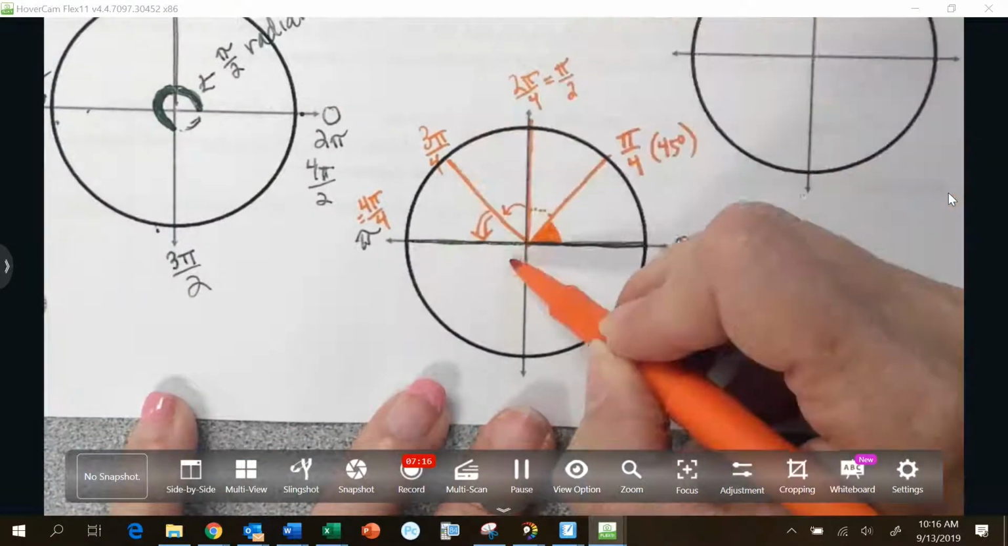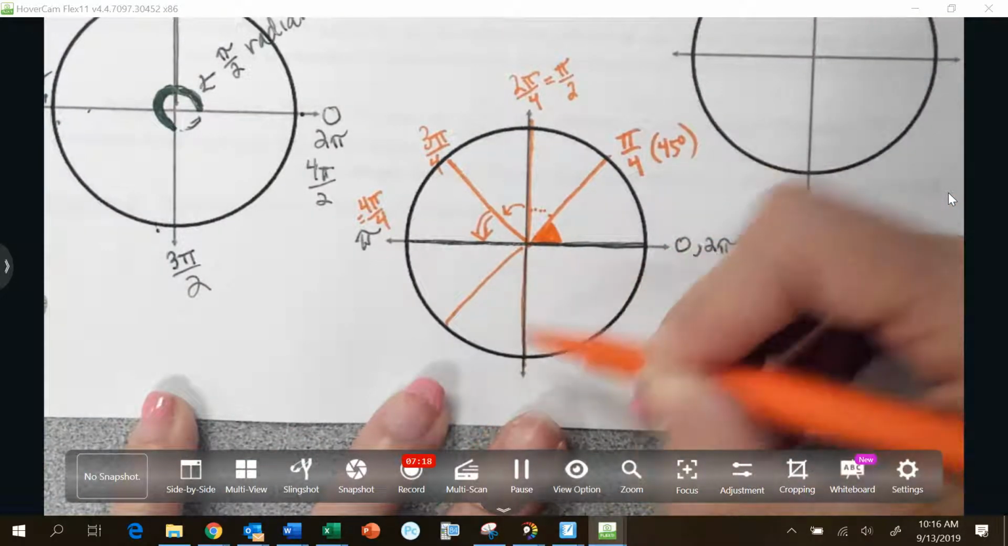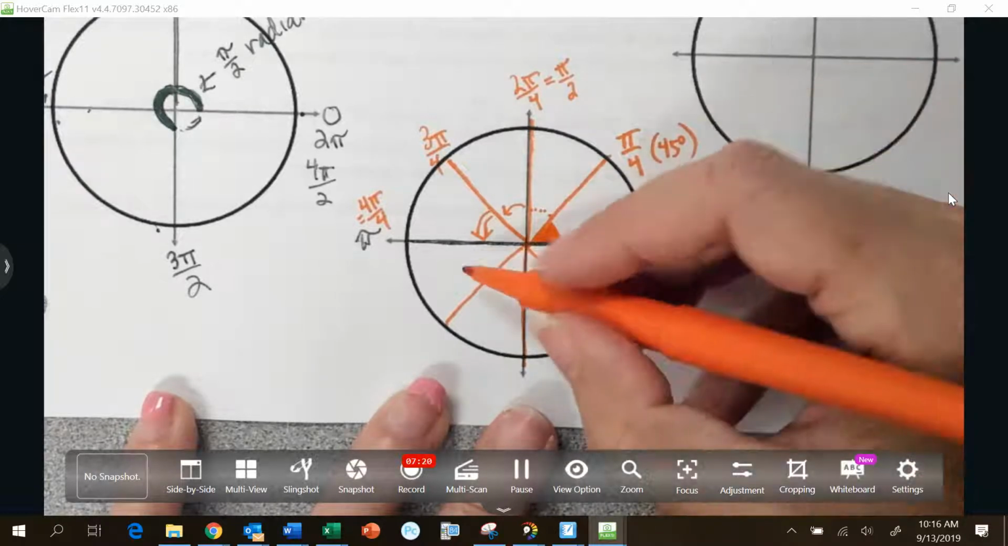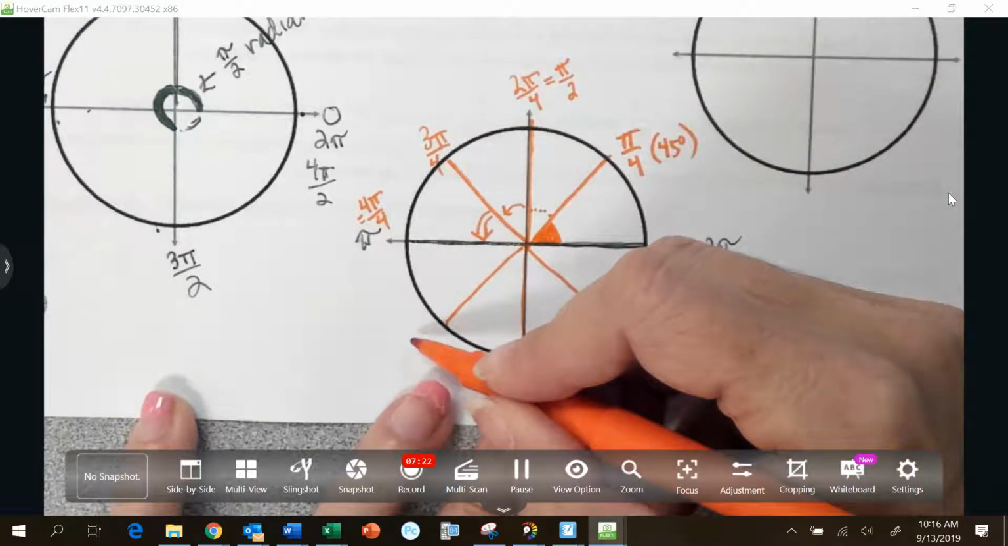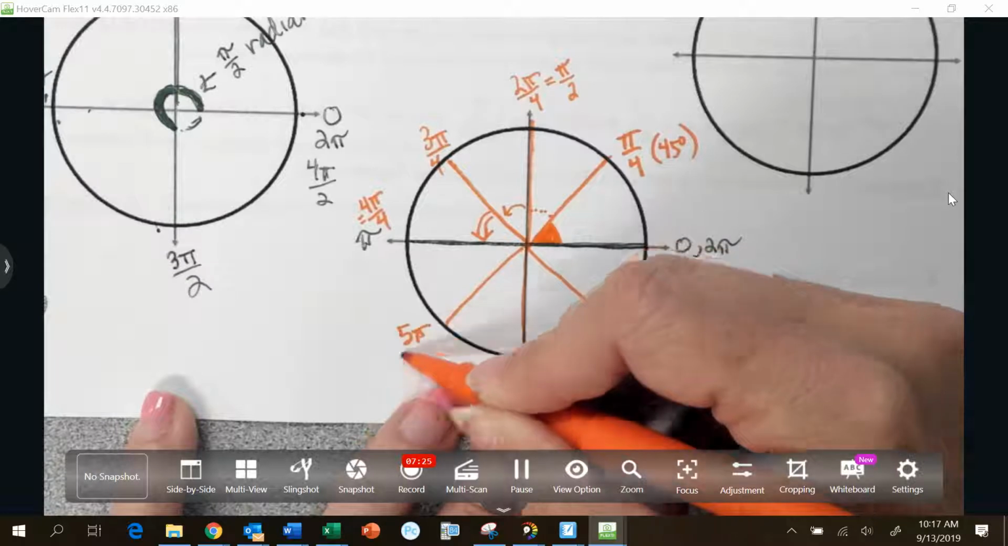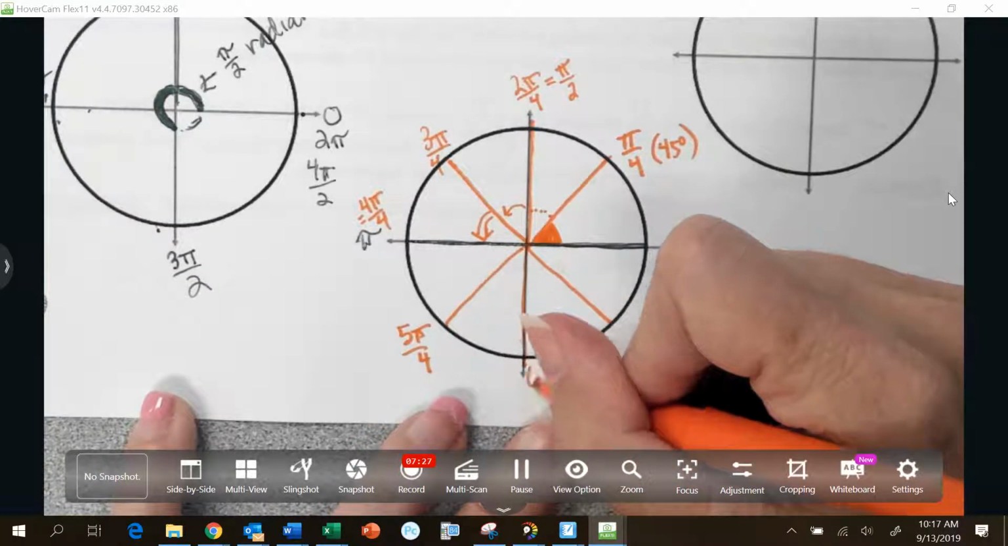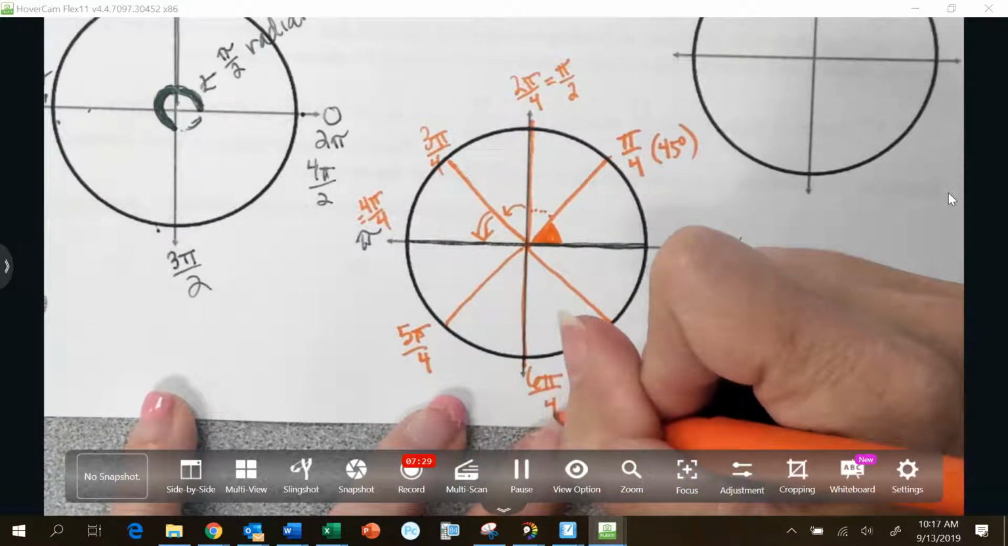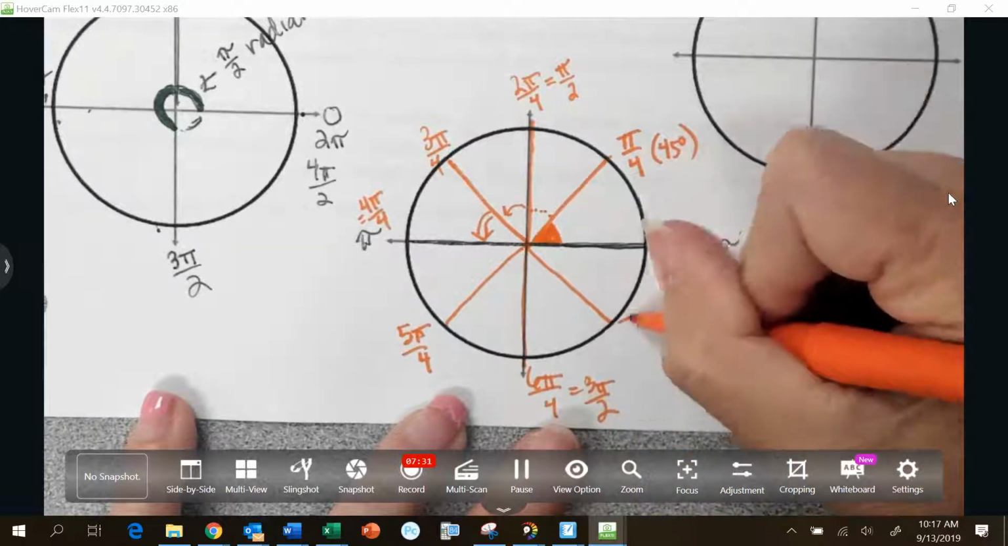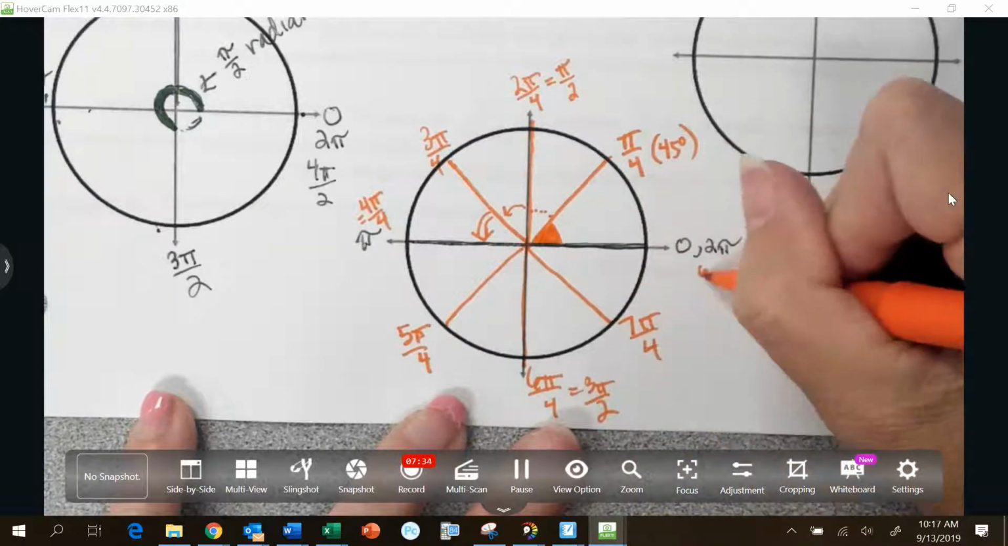So going all the way around the circle with exact radian measures, we would next have what? 5 pi over 4. Then 6 pi over 4, which reduces. 7 pi over 4. 8 pi over 4.